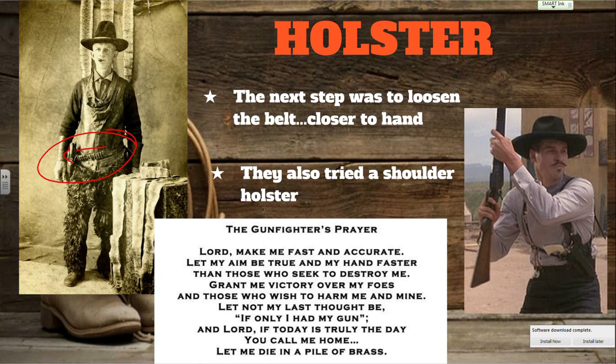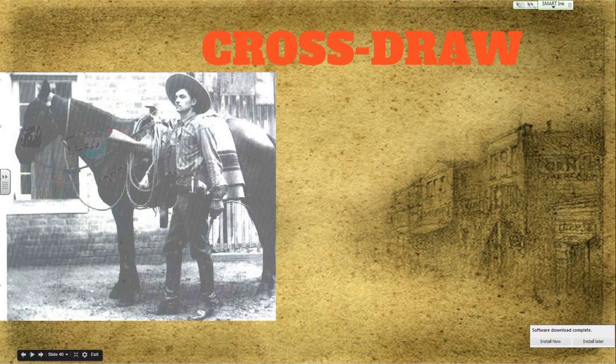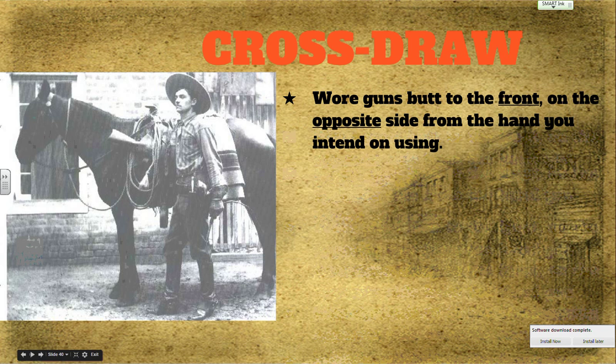Now let's talk about another technique they use called the cross draw. In the cross draw, here's what happens. Instead of being like a normal holster, you're going to actually have the butt of the gun to the front like the Civil War did. I didn't flip my holsters, but basically, it's going to be like this. Okay? This was typically only used in the Midwest for a really obvious reason.